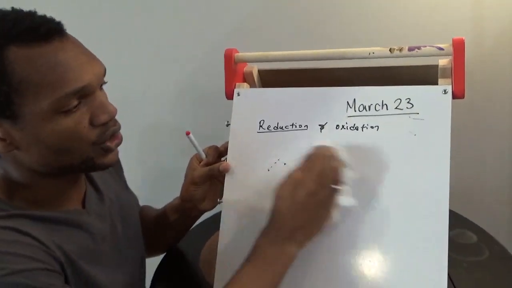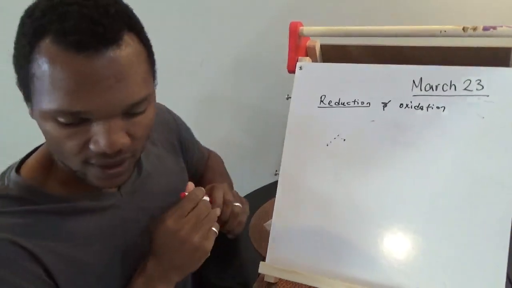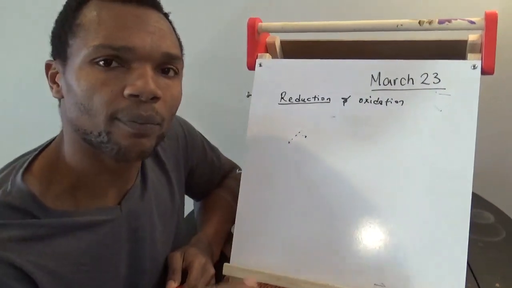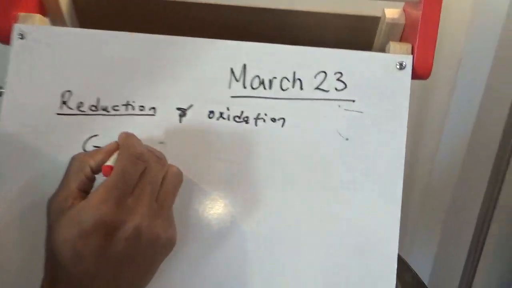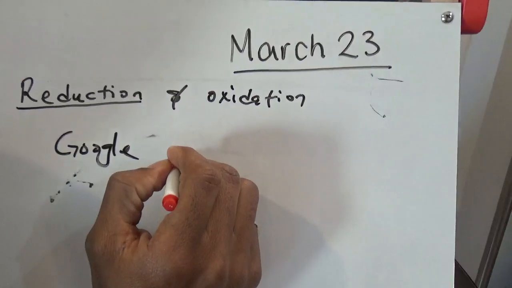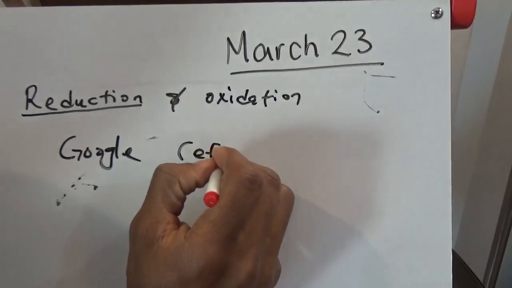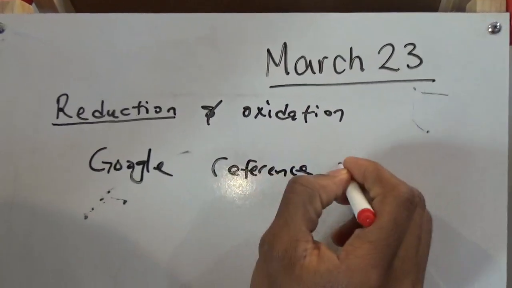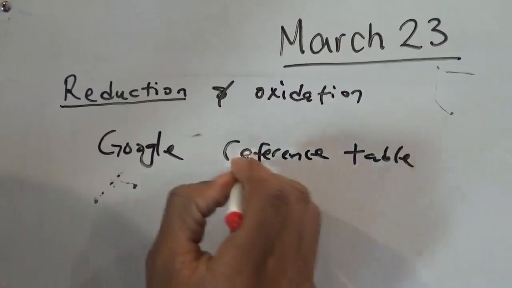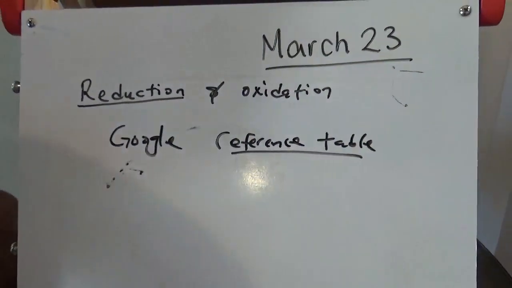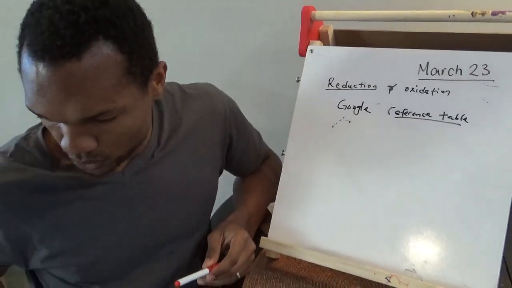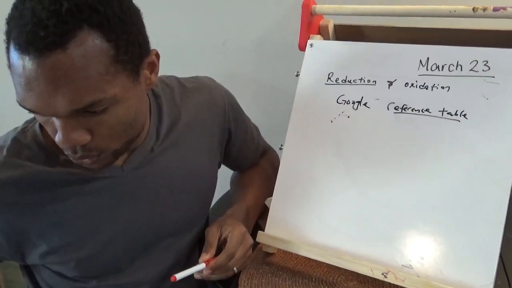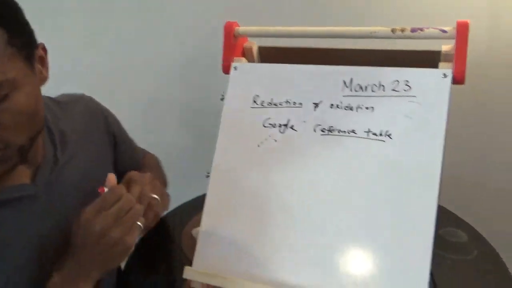So what about oxidation state? Oxidation state, like in the reference table. Okay, just so you remember, please Google the reference table. Just go to Google and search for the reference table, and you should see it. Just download it and you should have a reference table. Okay, so the next thing we're going to do right now is quickly run through the practice question that I have.